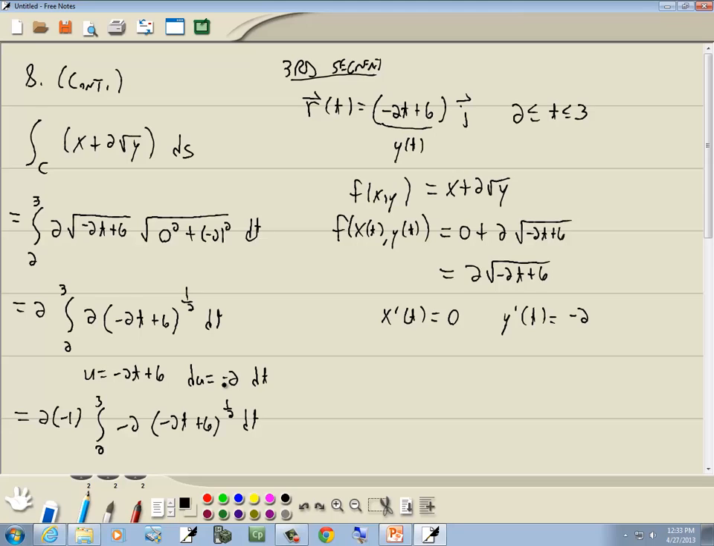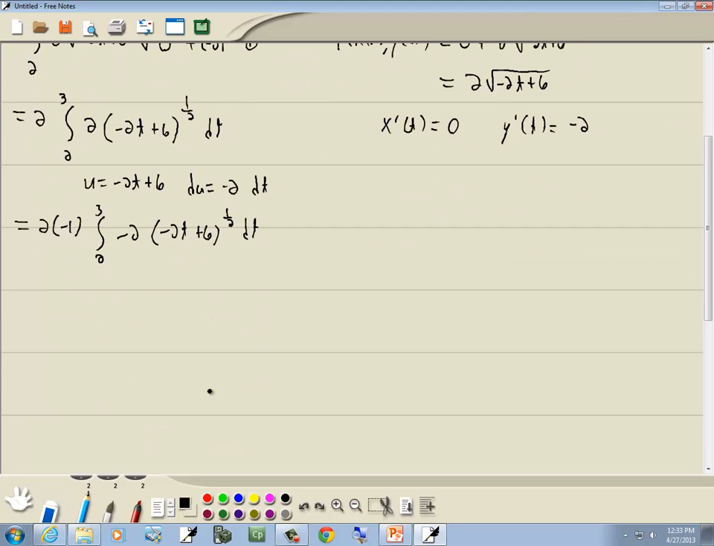Okay, so now we're ready to do our substitution. Out in front, 2 times negative 1 is negative 2. These are t values: t is equal to 2 to t is equal to 3. And this becomes u to the 1/2 du. Add 1 to our power, divide by our new power, so that gives us 2/3 u to the 3/2 from t is equal to 2 to t is equal to 3.